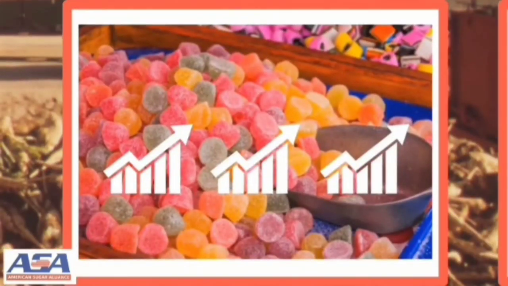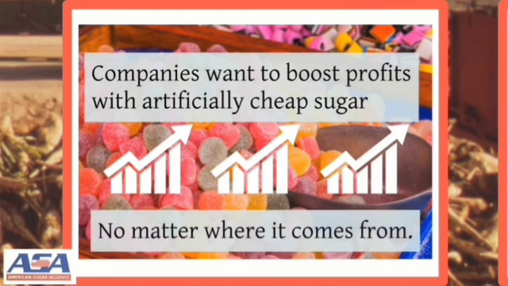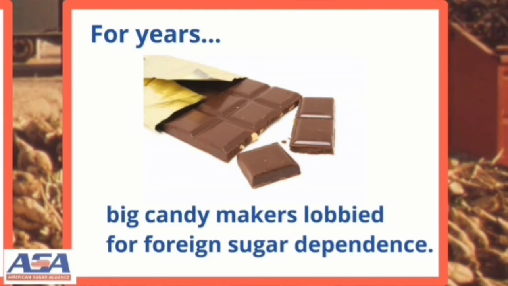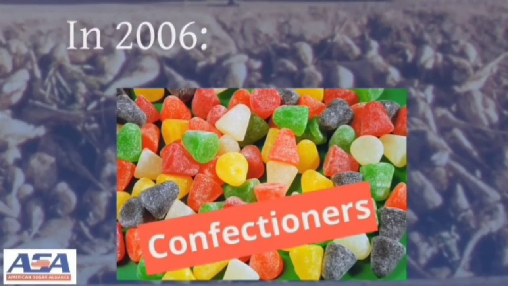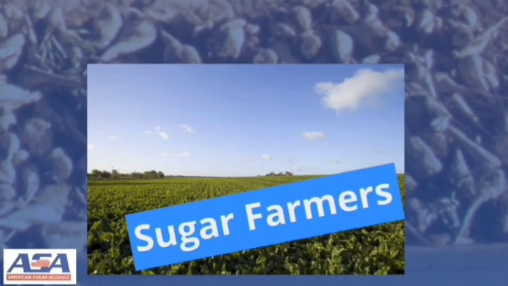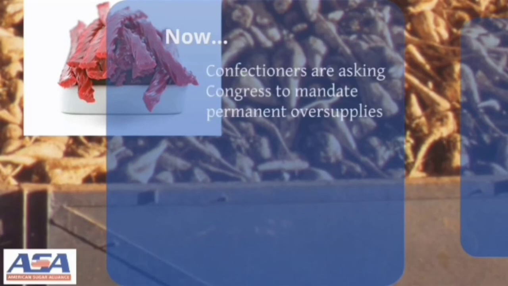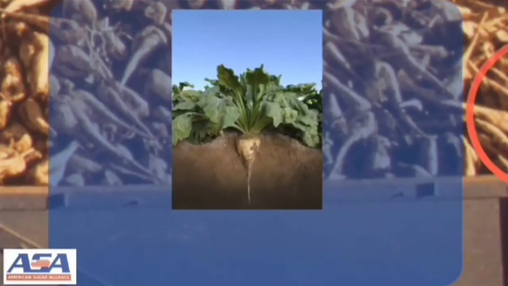That's not saying everyone loves sugar policy. Companies that make candy bars and other sweets want to boost profits with artificially cheap sugar, no matter where it comes from. For years, big candy makers lobbied in favor of foreign sugar dependence. Foreign governments would subsidize cheap sugar, they figured. Then, in 2006, they asked U.S. taxpayers to fund $1.3 billion a year in U.S. sugar subsidies. Sugar farmers said no thank you to that handout. Now, confectioners are asking Congress to mandate permanent oversupplies, essentially capping sugar prices at 1980s levels forever.